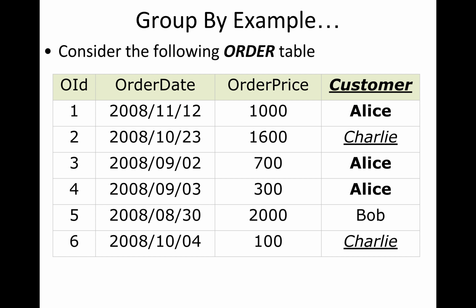I mean, we won't be able to operate on them and ask, well, give me those orders that are greater than or less than or equal to. There's a group. Those values are gone. We can't compare them. Right?